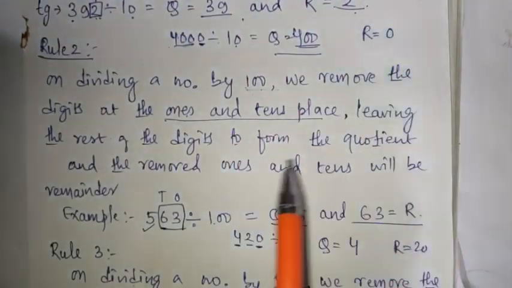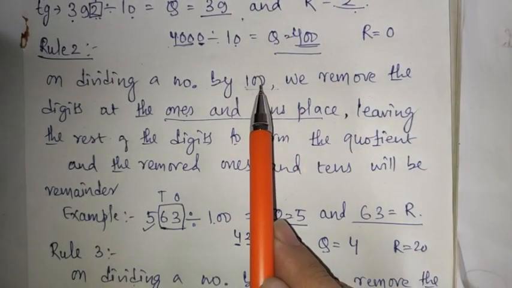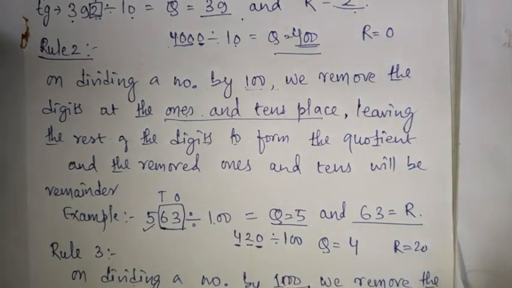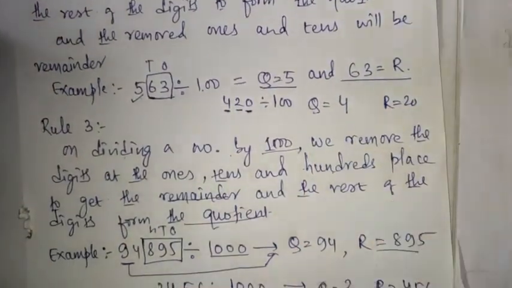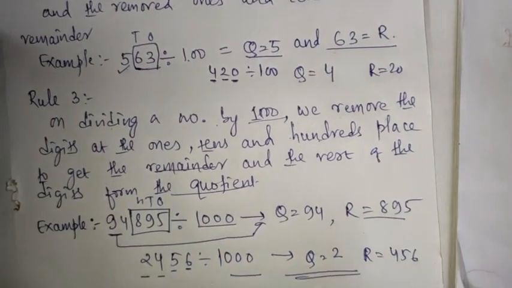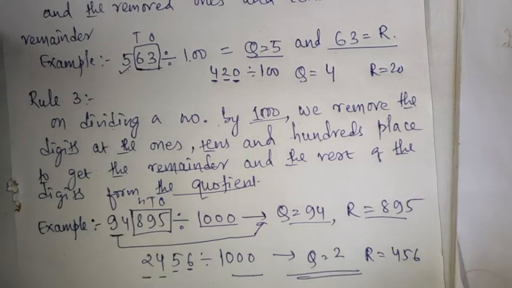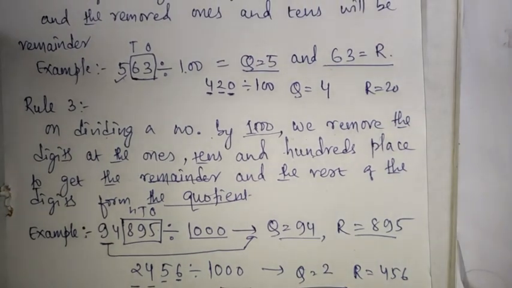Similarly, in rule number 2, the number was getting divided by 100. The ones and tens places will get removed, and whatever is remaining will be the quotient. In rule number 3, a number is getting divided by 1000, so ones, tens and hundreds will become your remainder, and whatever is left out will become your quotient. I hope this is clear to you. Revise it, and rewind the video if you are not understanding. If there is any problem, you can comment in the comment section.